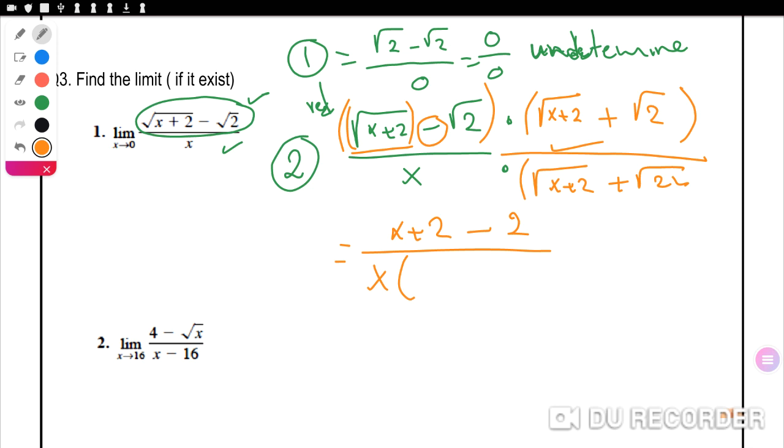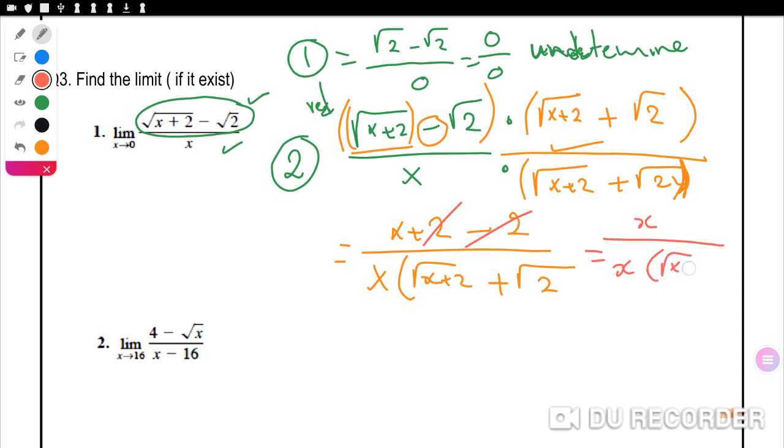No, it will be this one, multiply this expression. I keep it as it is, but keep it with a factor like this one. Don't distribute. Square root what? 2. That is 2. Okay? Simplify as we know. Negative 2 with 2, so the numerator will be x over x, multiply this factor square root x plus 2 plus square root 2. Clear or not clear?